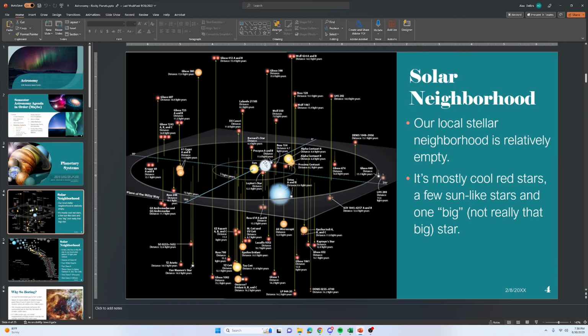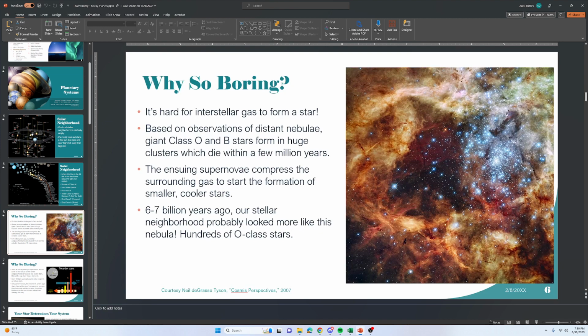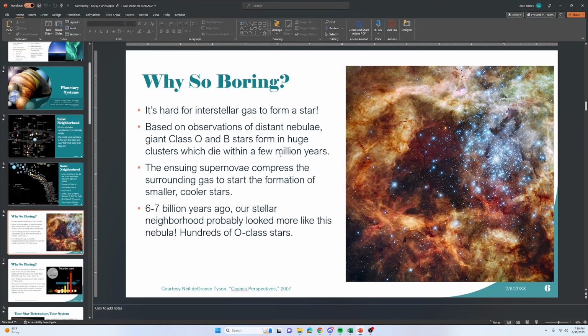The reason we mostly have red stars is because red stars live forever, and O and B stars barely live at all. All the red stars that have ever formed are still here with us, and most of the blues that formed died a long time ago. That's why we don't really have any of them. They blew up forever ago. O and B stars only live a few million years.